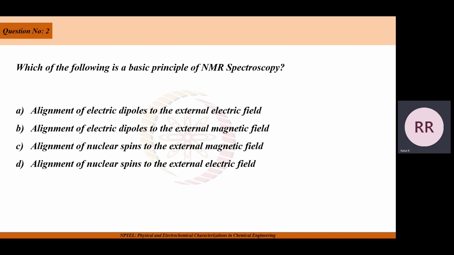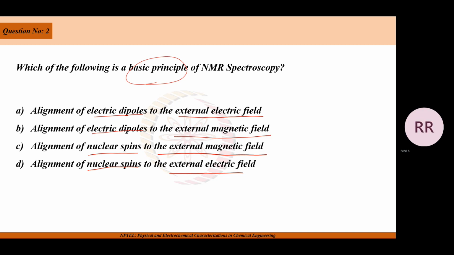I can read you the question once again. Which of the following is a basic principle of NMR spectroscopy? First option, alignment of electric dipoles to the external electric field. Second, alignment of electric dipoles to the external magnetic field. Third, alignment of nuclear spin to the external magnetic field, or fourth, alignment of nuclear spin to the external electric field. So which one is the basic principle of NMR spectroscopy? I can give you a few seconds to think about the answer. Then I'll discuss the answer.